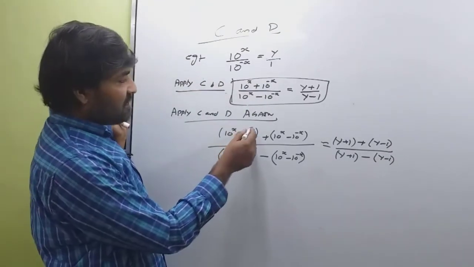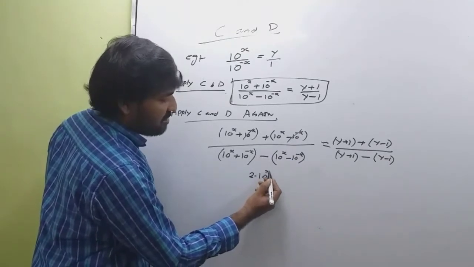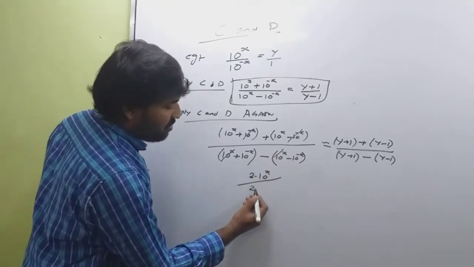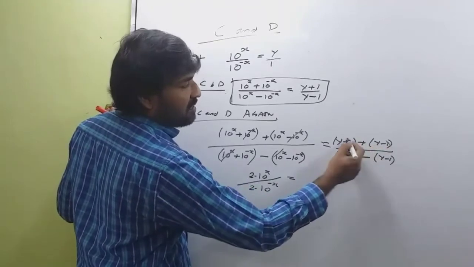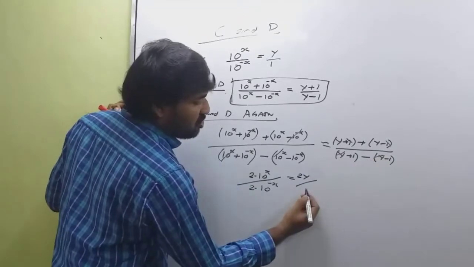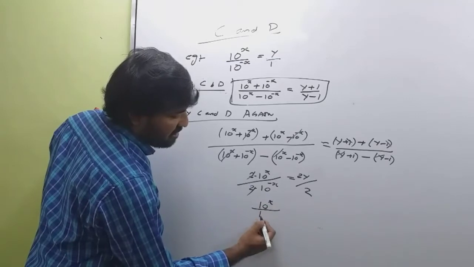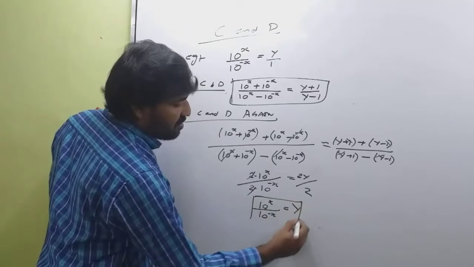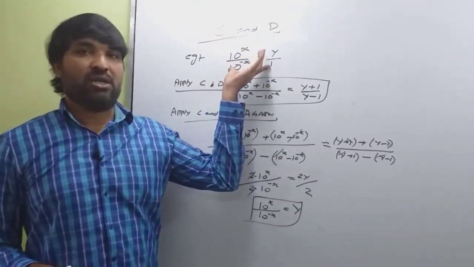Here 10 raised to minus x and 10 raised to minus x cancel, so this becomes 2 into 10 raised to x. The denominator becomes 2 into 10 raised to minus x. That is equal to, here 1 and 1 cancel, 2y divided by 2, where y and y cancel. So 2 and 2 cancel. So that becomes 10 raised to x divided by 10 raised to minus x is equal to y. So if we apply C and D again, we get the original proportion.